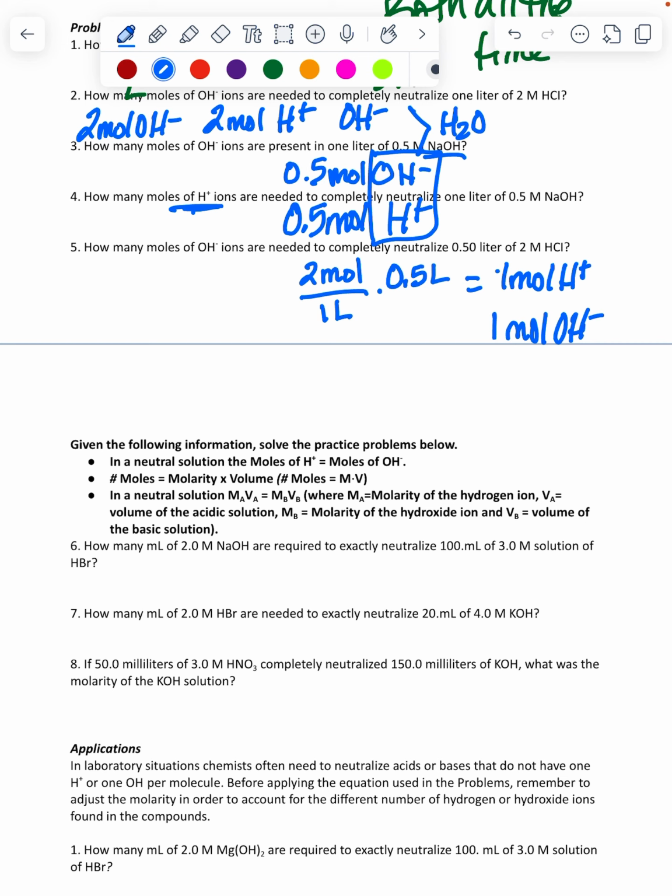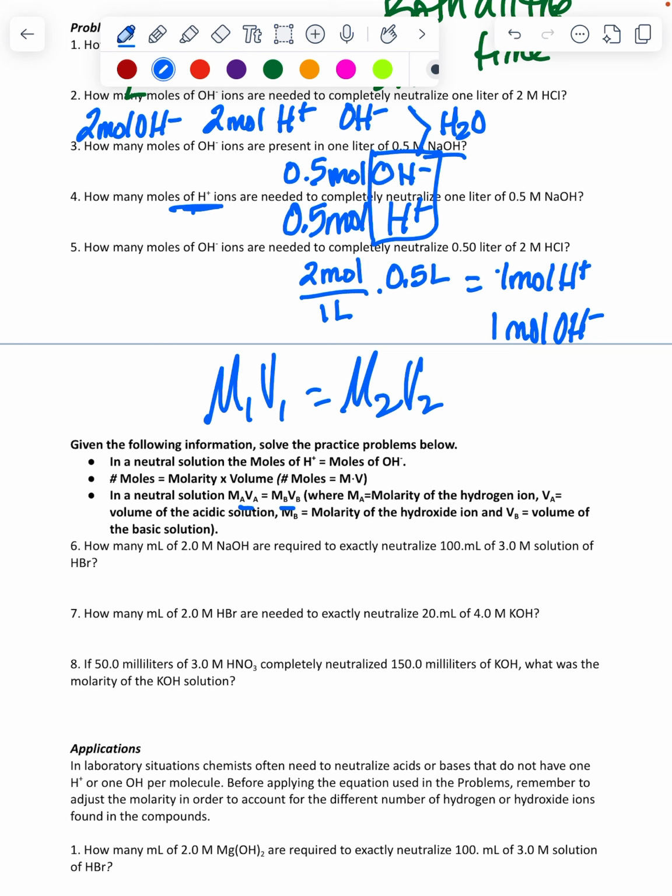One of my favorite equations is, I call it M1V1 = M2V2. You can substitute in A's and B's for acids and bases. It really doesn't matter. You can use this equation to make dilutions or neutralization reactions, okay? And it's pretty easy to use. It's just a little multiplying and dividing. So we use this to calculate molarity or volume, and you're going to do this on Monday.